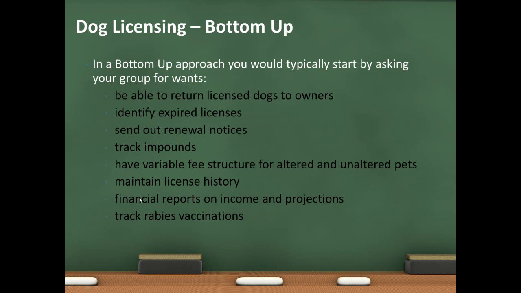The bottom-up approach that we would use, here are some specific examples. If I get these people around the room, I would like to be able to return licensed dogs to owners. I want to identify expired licenses. I want to send out renewal notices. I want to track impounds. This is that bottom-up approach. These are all the needs that each of my stakeholders want, and then it's my responsibility to take these needs and try to cohesively, again, put them into some kind of approach.